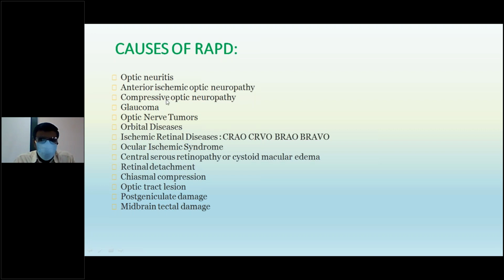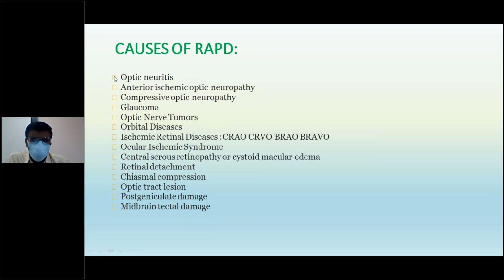Other causes are anterior ischemic optic neuropathy, compressive optic neuropathy, glaucoma, tumors of the optic nerve, arterial diseases, CRAO, CRVO, BRVO, ocular ischemic syndrome, central serous retinopathy, cystoid macular edema, retinal detachment, chiasma compression, optic tract lesions, post-geniculate damage, and midbrain tectal damage. These are all the causes for RAPD, but we should definitely remember optic neuritis.